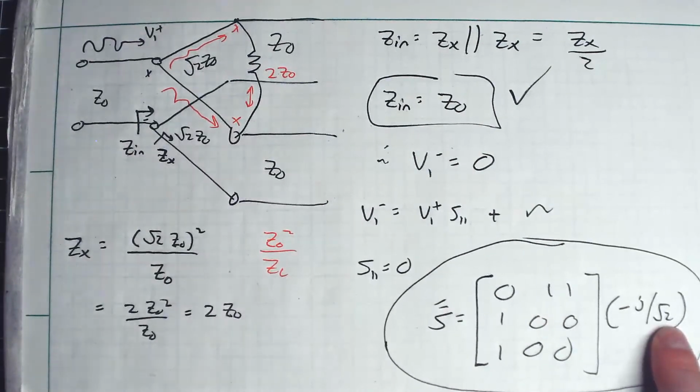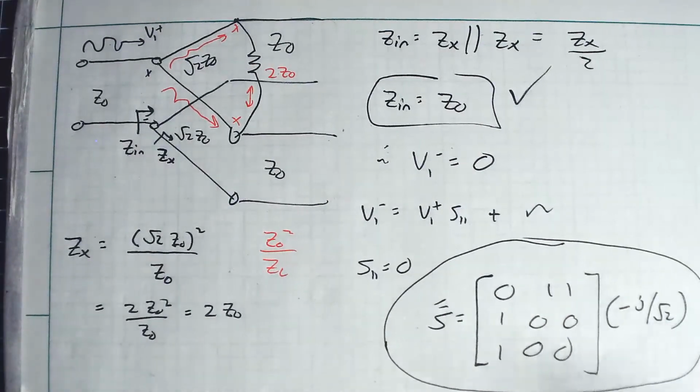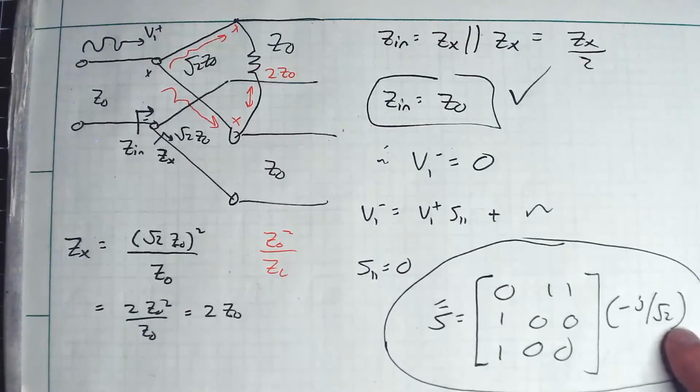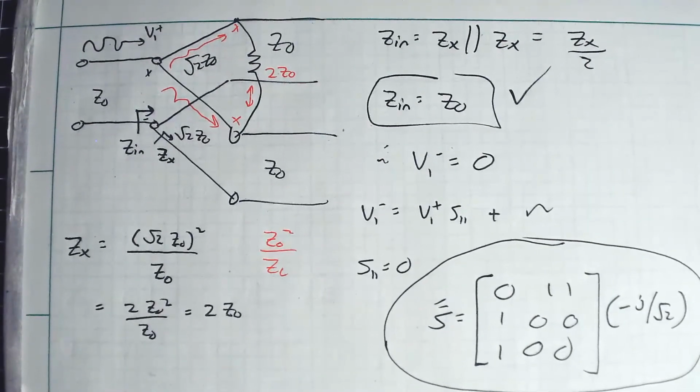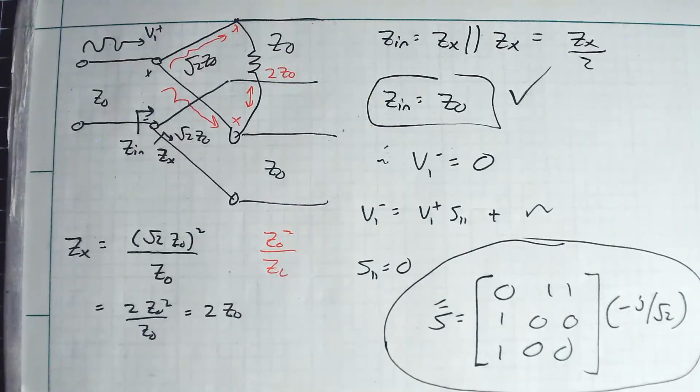And that 1 over square root of 2 is what you get when you're reducing the power by a factor of 2, right? So if I square that, that tells me power. So I have half the power going down each line. Okay, so there you go. That's the Wilkinson power divider in a nutshell.